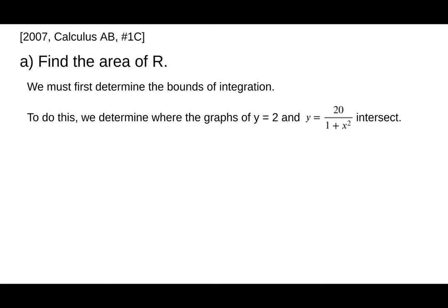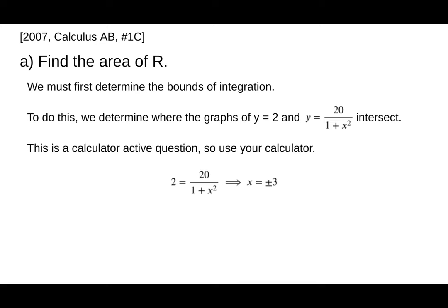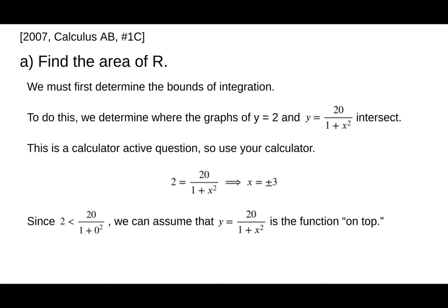Now it turns out that the solution for the point of intersection here is actually pretty easy. If you set this up and do it algebraically, you do get nice solutions, but you might not know that going into it. So I might still recommend finding those points of intersection using your graphing calculator. It turns out the two x values where the functions intersect are at x equals plus and minus 3. So our bounds of integration are negative 3 and positive 3.